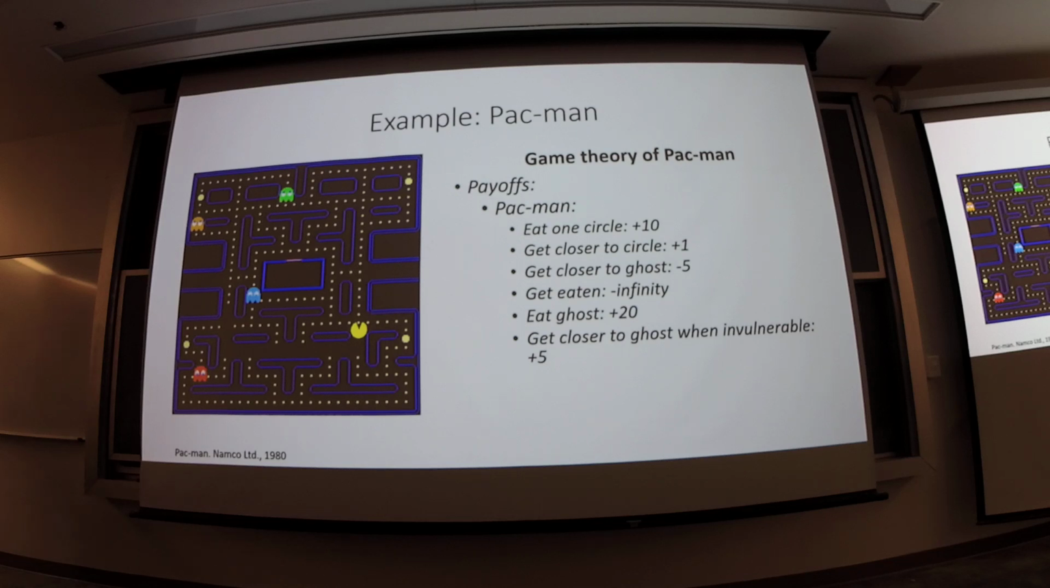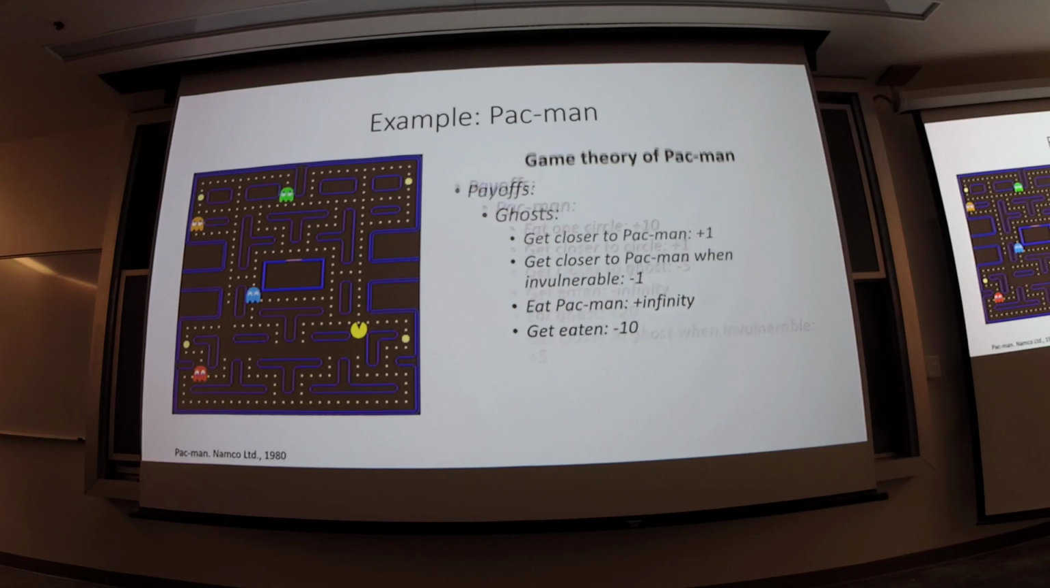And of course, if Pac-Man gets eaten, the payoff is -infinity, because at that point, the game is over and Pac-Man cannot do anything anymore. Pac-Man simply lost, right? So that is the main thing that Pac-Man wants to avoid. Then, whenever the ghosts are vulnerable, eating a ghost gains more points than just eating one circle, right? So I get +20, and getting closer to a vulnerable ghost is +5.